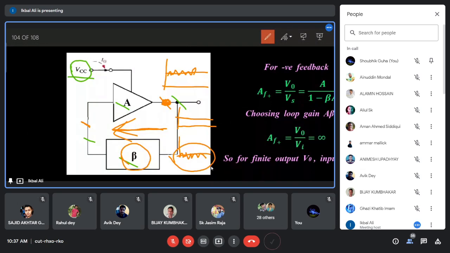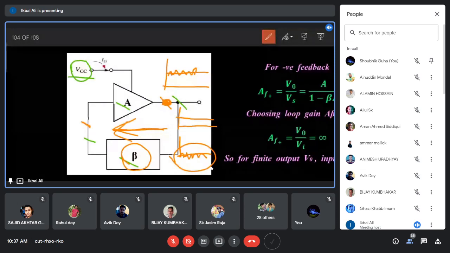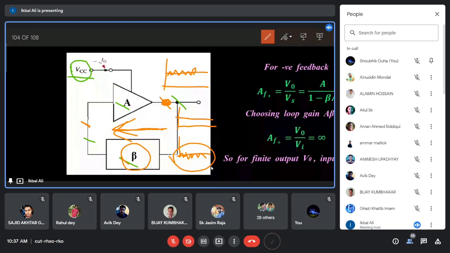So the noise is the source of that signal, and the beta network actually filters the particular frequency component from the noise, and that frequency component within this loop actually grows up, okay, and gives the signal at the output side. So this is the way by which the signal is produced by this system. Have you understood this one?